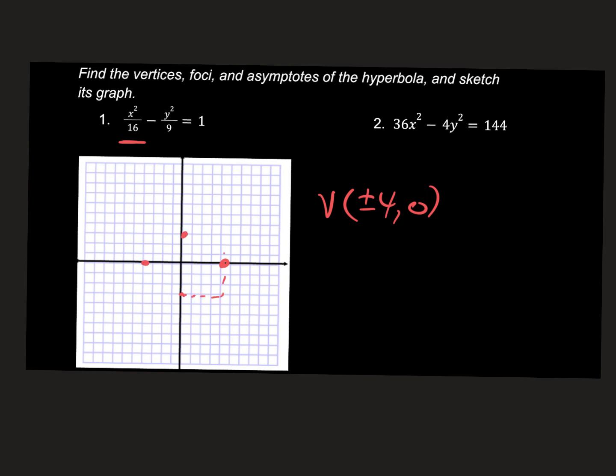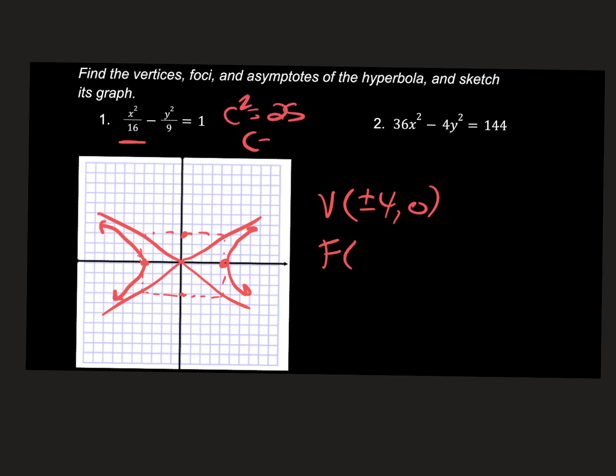Draw my box. Remember, the box's purpose is to draw these asymptotes correctly. And because the x comes first, the hyperbola is going to open like that. So there's the vertices in the hyperbola. For the foci, c squared is a squared plus b squared. 16 plus 9 is 25. Take the square root, you get plus or minus 5, which means your foci are plus or minus 5, 0. There's one on the graph.